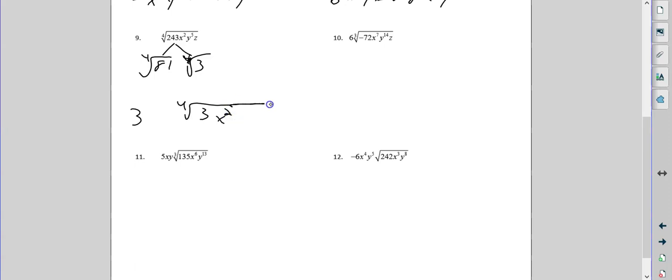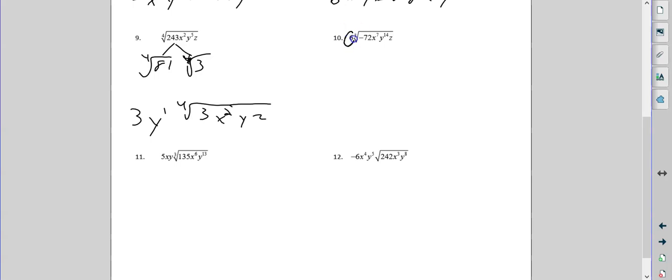I need at least 4. Y to the 5th. I can take out one group of y's, but there's going to be 1 left over. 4 plus 1 is 5. Z, again, I only have 1. There's not enough to take out. I'm finished. 3y times the 4th root of 3x squared yz.